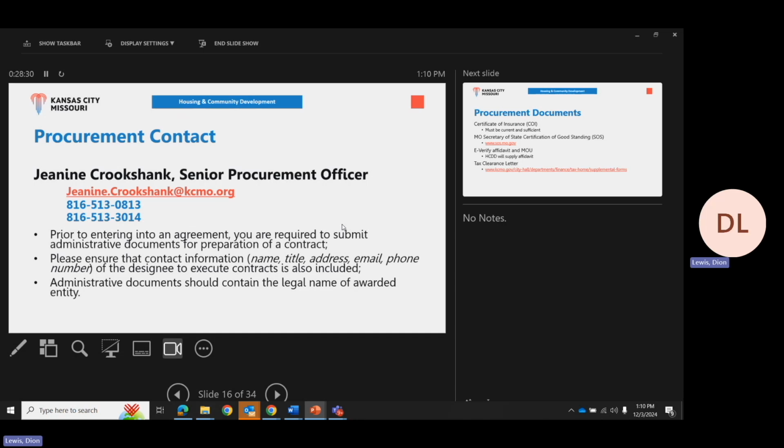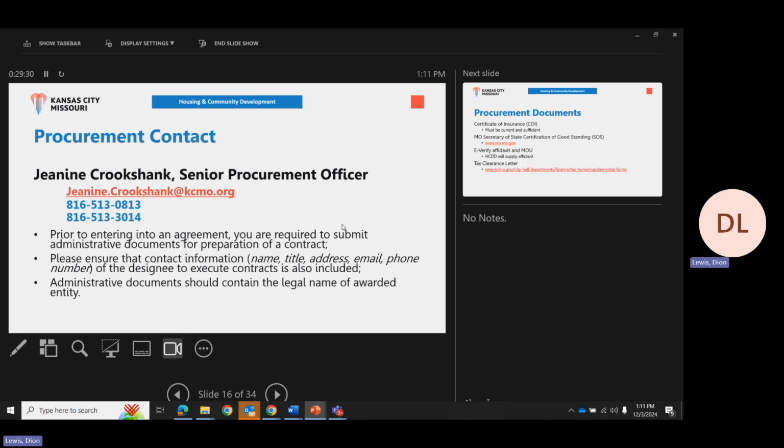And so prior to entering into any agreement, you are required to submit those administrative documents in preparation for contracting, right? These are non-negotiables. These are things that through policy and procedure, we have to have in order to contract. Okay? If you don't have them, we can't contract. That goes back to the whole 12-month policy because people wouldn't provide the insurance or, what do you want to call it, E-Verify. They wouldn't provide good standing from the state of Missouri. Well, if you don't provide it, we can't contract. So that's what we try to do. We try to do it up front, so there aren't these issues on the back end.